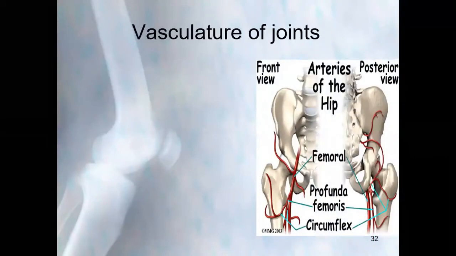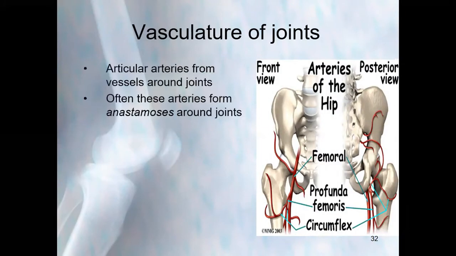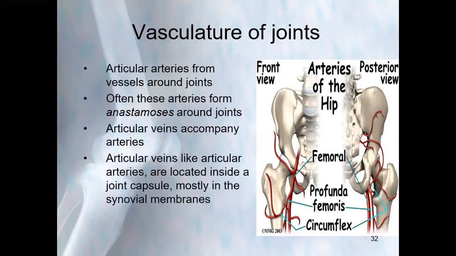Regarding the blood supply of the joint, the arteries which cross the joint, going away from the body and toward the heart, give small branches that combine together to form an anastomosis around the joint. These anastomoses provide the blood supply to the joint and the joint capsule too.